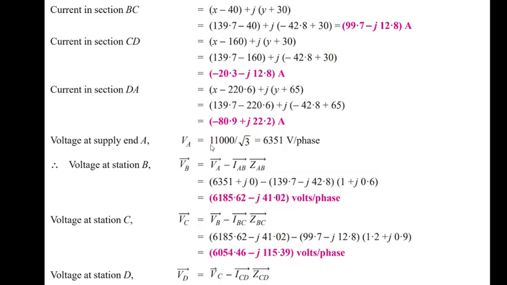So you can see the voltage at supply end A, we can calculate easily by this. This is for three phases, so for each phase we can find voltages, and then the voltages at stations B, C, and D can be found by using KVL.